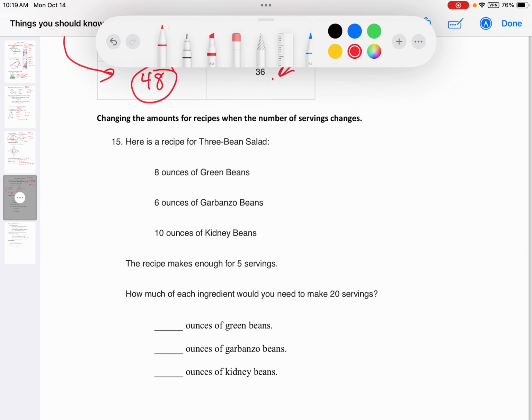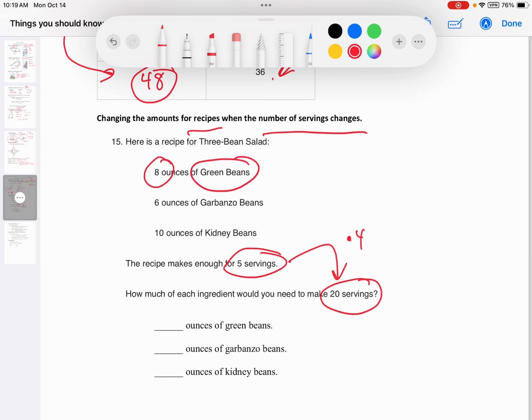Again, now we are calculating the amounts for recipes when the number of servings changes. For step 1, find out what to multiply by. 5 servings becomes 20 servings. To go from 5 to 20, we multiply by 4. So what are we doing? We're multiplying by 4. So now, what should we do? We should multiply by 4.